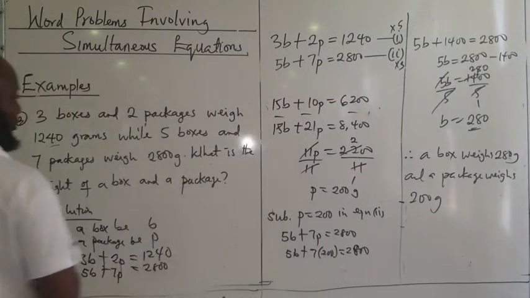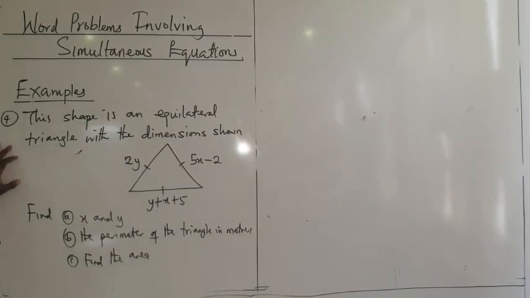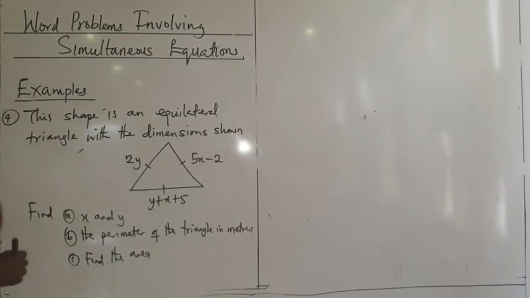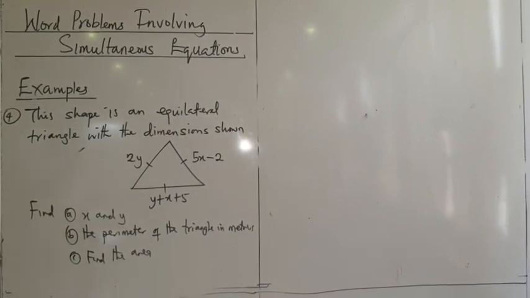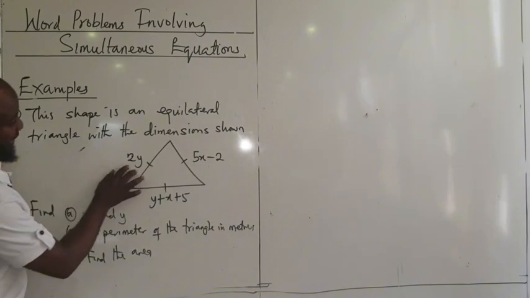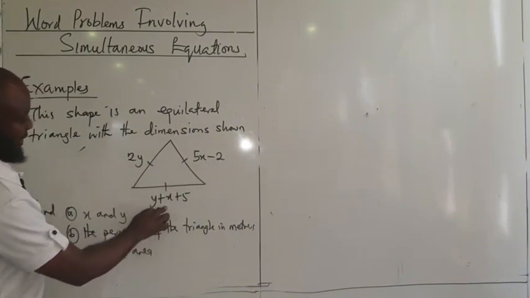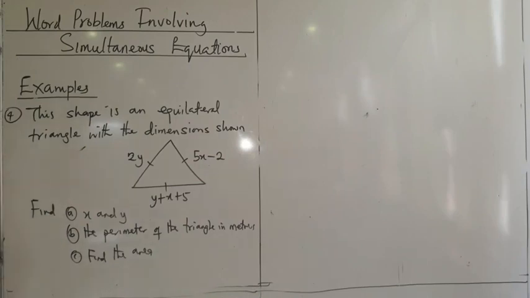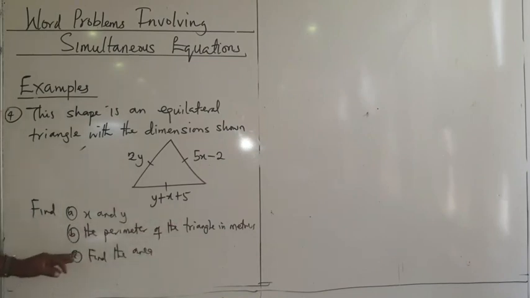So let's look at one more example. This is the last example. So we have this. The shape is an equilateral triangle with the dimensions shown. This is 2y. This is 5x minus 2. This is y plus x plus 5. The question asks us to find A, x and y. B, the perimeter of the triangle in meters, and C, find the area.